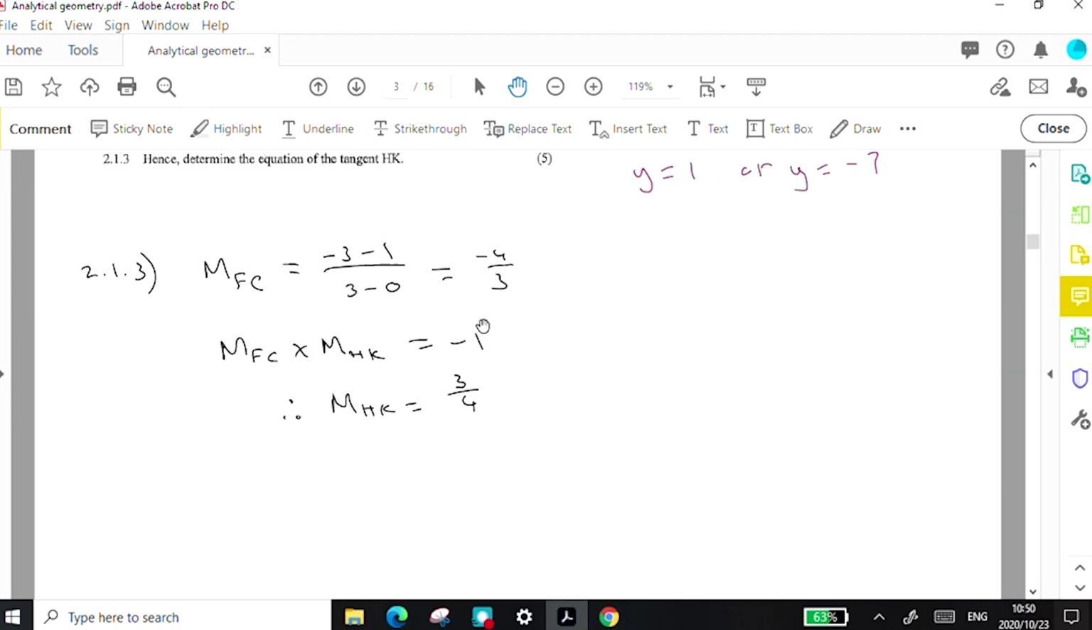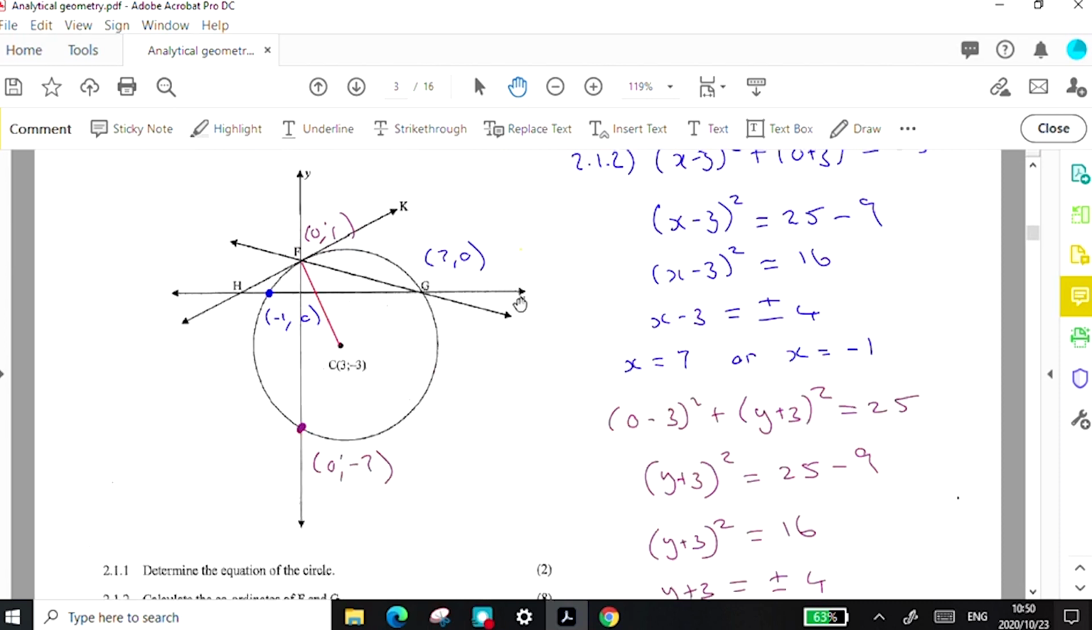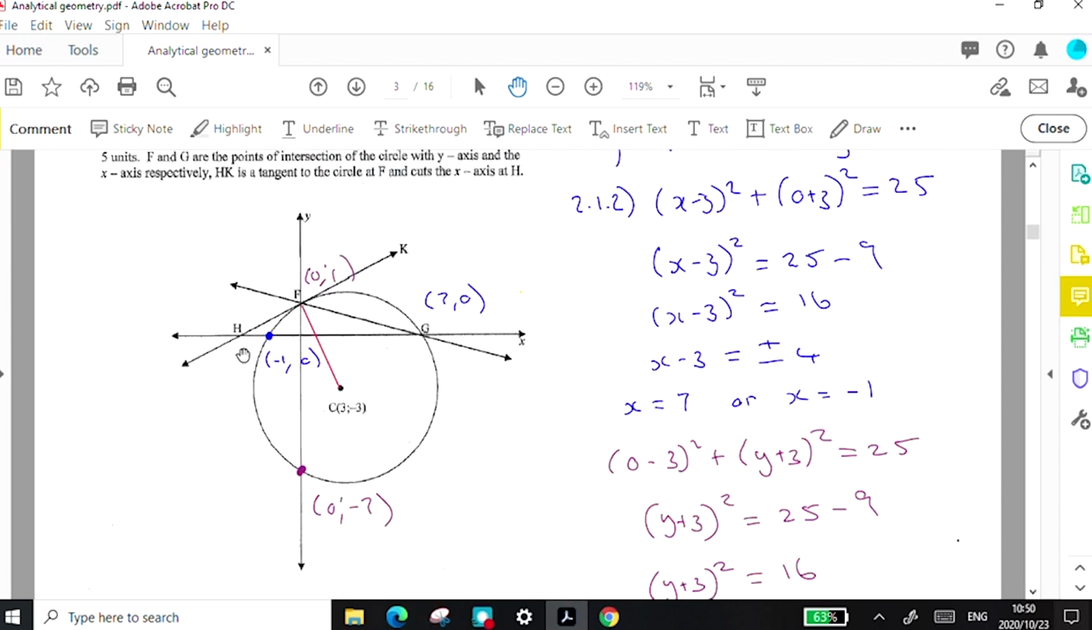We can find the equation of HK. The equation of HK is given by y is equal to mx plus c, where m is 3 over 4. So it's the line y is equal to 3 over 4 x plus c. We just need to find c. To find c, we can use the point F, which is on the line HK. The point F is the point when x is 0, y is equal to 1. Therefore, c must be 1.